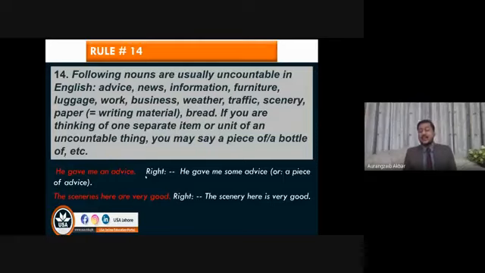news, information. We have discussed in the previous section as well that there are certain nouns which are uncountable and taken as singular: advice, news, information, furniture, luggage, work, business, weather, traffic, scenery, paper, writing material, bread. If you are thinking of one separate item or unit of an uncountable thing, you may say a piece of, a bottle of, etc. Whenever we talk about these things, we will add the phrase a piece of with them.